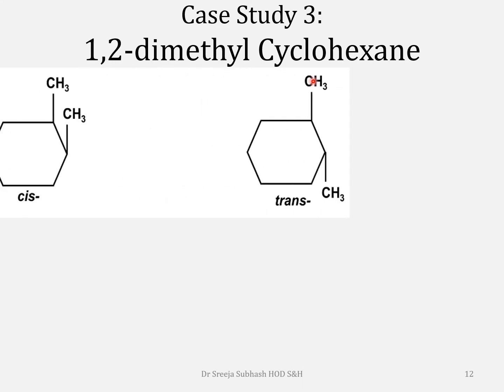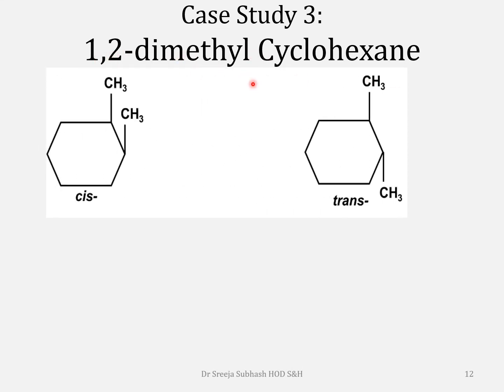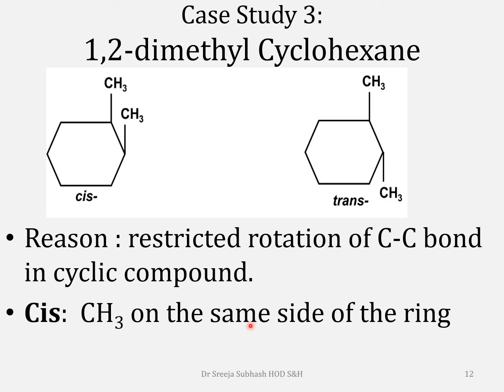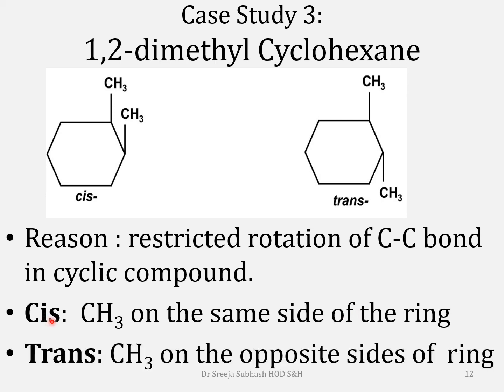We know that geometrical isomerism is not limited to compounds with double bonds. It can exist even in cyclic compounds. Considering one example, 1,2-dimethylcyclohexane, a cyclohexane with two methyl groups. Please have a look at this arrangement. The two methyl groups can be on the same side of the plane of the cyclohexane, or they can be on opposite sides of the cyclic ring. So here we present your answer like this. This compound exhibits geometrical isomerism. The reason is that there is restricted rotation of the C-C single bond in cyclic compound, and CH3 on the same side of the ring, then it is a cis isomer. CH3 on the opposite sides of the ring, then it is a trans isomer.